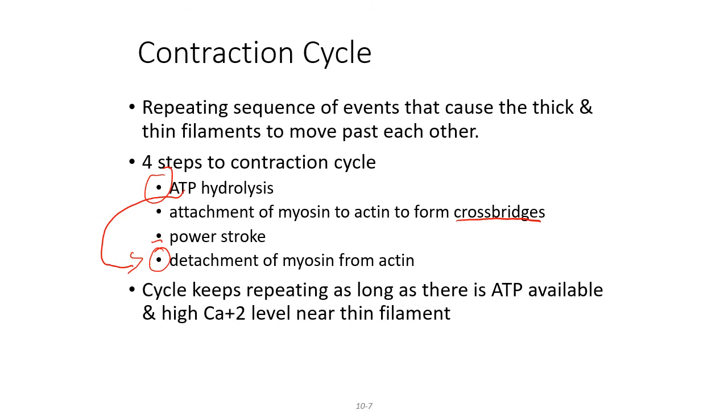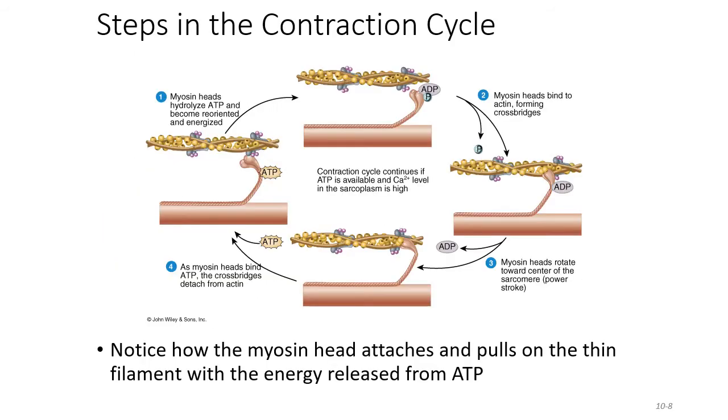This whole process will keep repeating and repeating as long as we have the elements needed for contraction. So we need ATP and we need calcium. ATP and calcium are two of the main components, as long as we're still sending the signal to the muscle to get contraction to occur. And as long as we don't run out of ATP, where the muscle is going to start to become fatigued, we're going to have contraction keep on happening within the muscle itself.